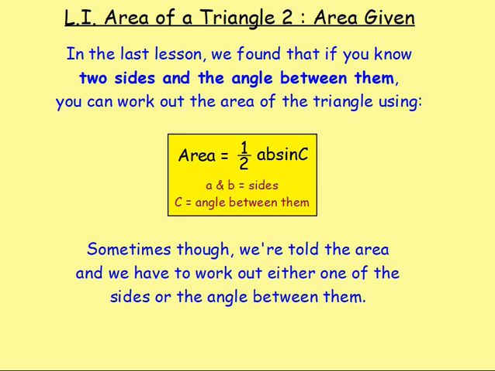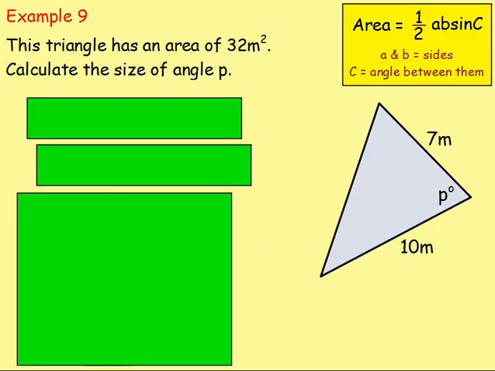Let's try some examples. So, examples 1 to 8 were in the previous lesson on the area of a triangle, so I'm picking up with example 9. This triangle has an area of 32 square meters. Calculate the size of angle P. So I'm just calling this angle P, and we want to know the size of it. How do we go about doing that then?